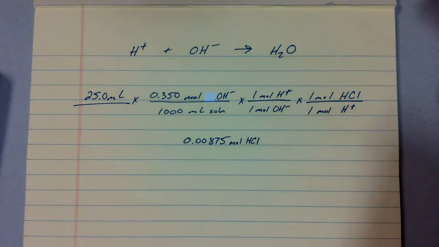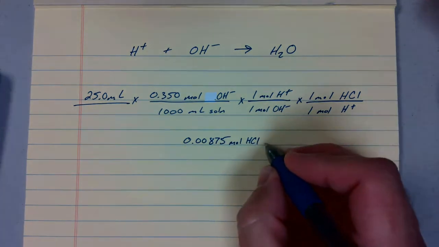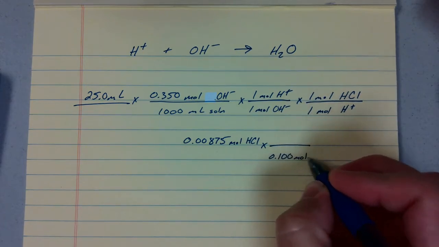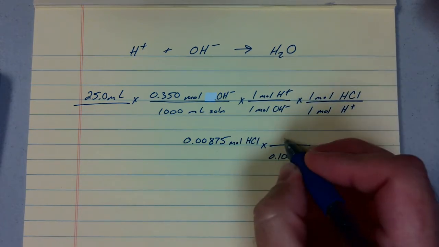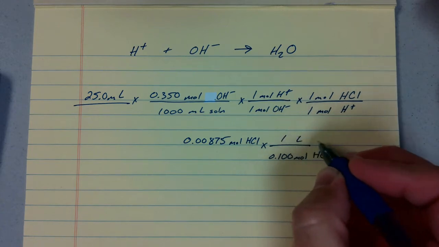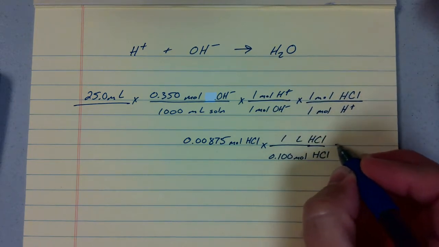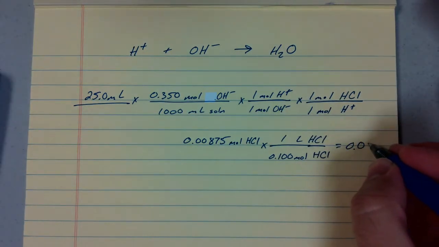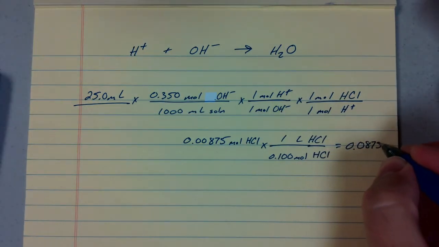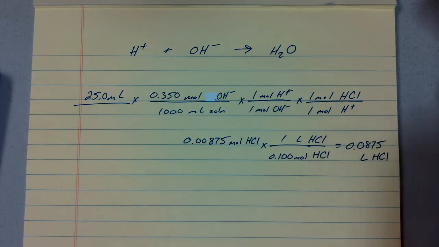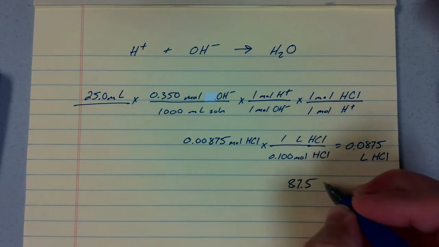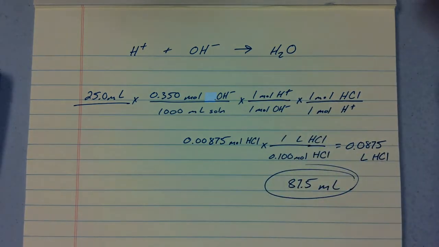I forgot what the question was. The question was, what volume of this solution will I need? I know the concentration of the solution, so I can put that on the bottom, 0.100 moles of HCl solution for every liter of HCl solution. And this is going to get me 0.0875 liters of HCl solution with this concentration. So this is 87.5 milliliters.